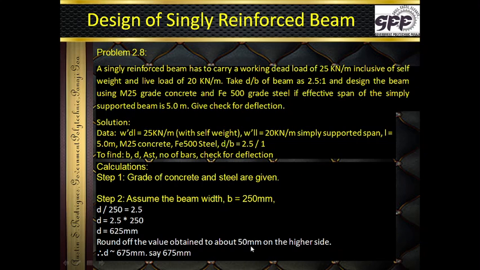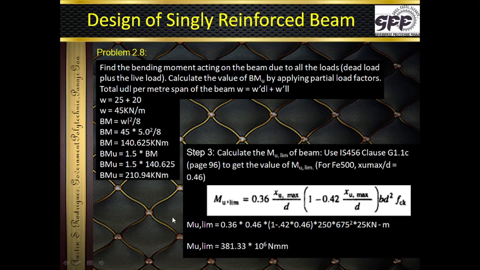We normally round it off to about 50 mm on the higher side. It does not mean that we have to go maximum up to 50. It can be anywhere from 0 to 50 that we can round it off. Now over here we take this 50 mm and then this D can be taken safely as 675 mm. So as I mentioned, we round it off to maximum value of 50 mm. I could also take D as 650, that is this 625 plus 25, but in this case we have taken the value of D as 675 and then we proceed.